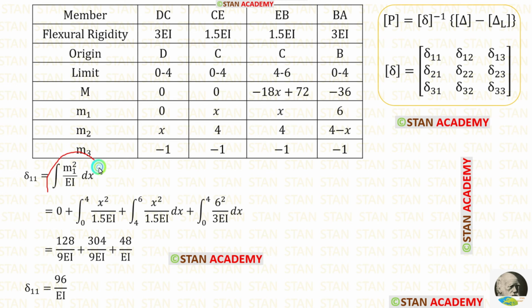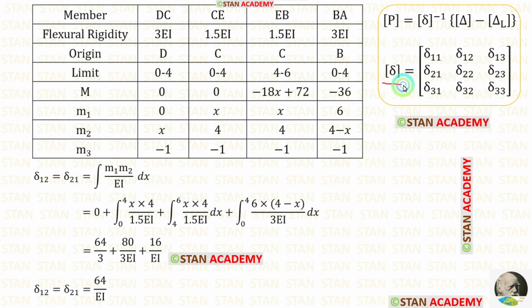The formula is integration of m1 square upon EI dx. In the formula, let us apply the values of m1. After the calculations, we are getting delta 1, 1.